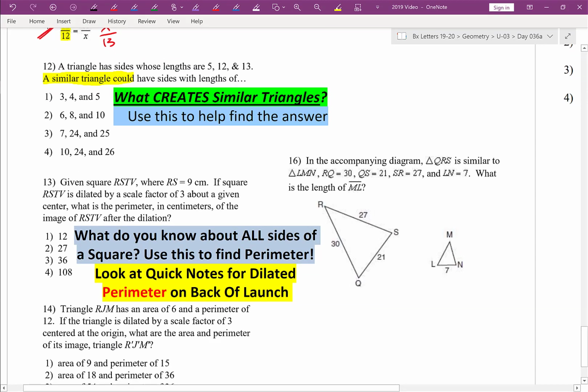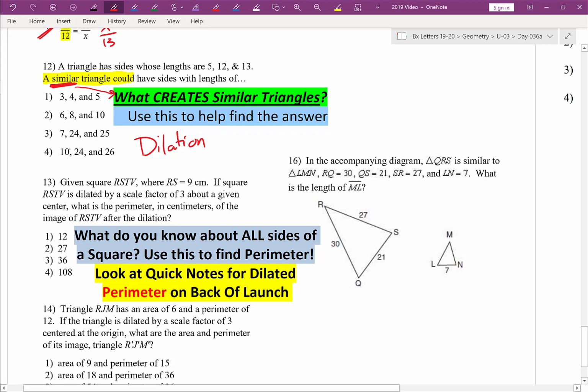And in 12, they tell you the triangles are similar. And my little hint to you is think about what creates similar triangles. Well, it must be a dilation. There must be some scale factor. When I think of it that way, I can't think of something easily that multiplies to 5 from 3. I can't think of something easily that multiplies to 6 from 5. And same thing with 7. So I'm not going to look at those answers yet. They could be right.